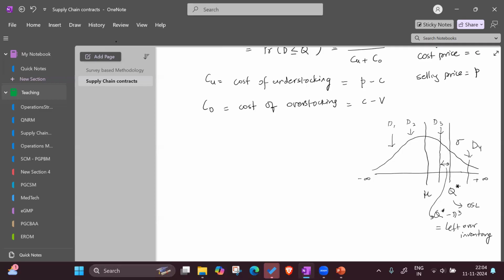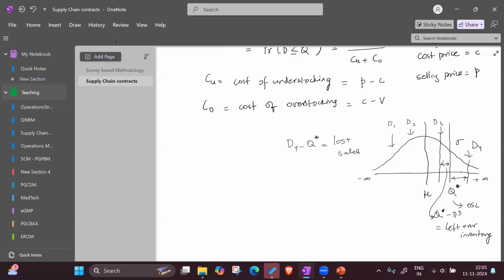What will happen is the difference between these two. Here you can clearly see that D4 is greater than Q star because D4 is to the right side. On any number line, numbers go from lesser values to higher values, that is, from left to right the numbers only increase. So if D4 is greater than Q star, D4 minus Q star represents the amount of demand that you are not able to meet, because Q star is the maximum that you have stocked. So you will only sell Q star. So D4 minus Q star is nothing but your lost sale, because you are not able to meet that demand.